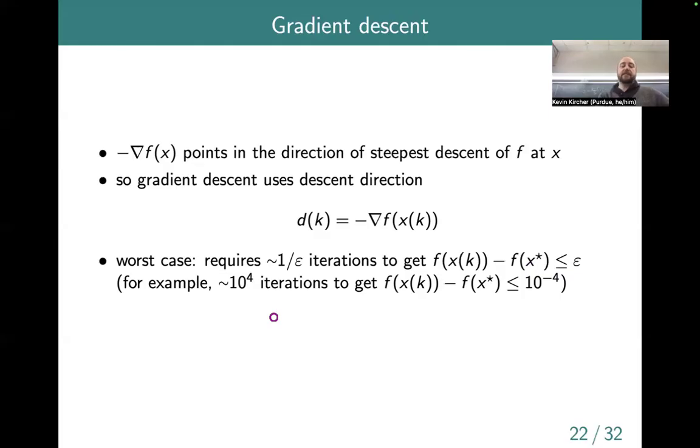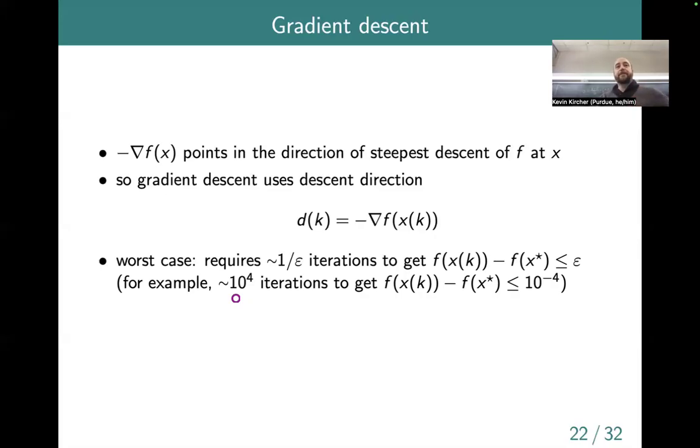In that case, you would take about 1/epsilon iterations in order to get there. Suppose that you want 10 to the minus 4 accuracy, so 1 part in 10,000. Then we need about 10,000 iterations to get that accurate. That's not such a big deal. The iterations themselves are pretty efficient, so maybe that's fine. But still, we can do a little bit better if we have a little bit more information about the function.